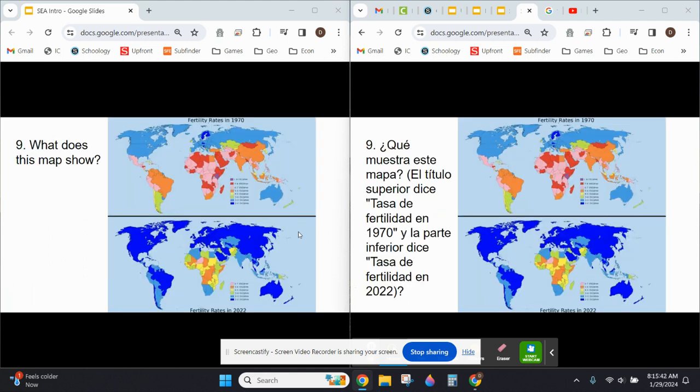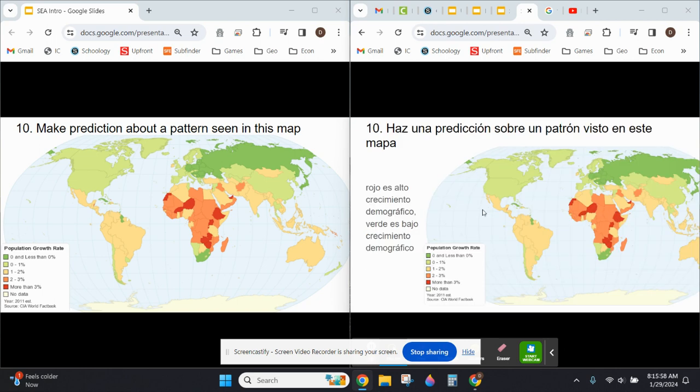Next, what is this map showing you? This map is trying to show the difference in fertility rates, how many kids everybody has. You can see 50 years ago, good half of the world was having lots of kids, whereas now you're talking one or two. All right, make a prediction about the future based on a pattern you're seeing in this map. Hopefully you notice that Africa is the continent that's growing most rapidly in population, whereas lots of places in Europe and North America are really slowing down.